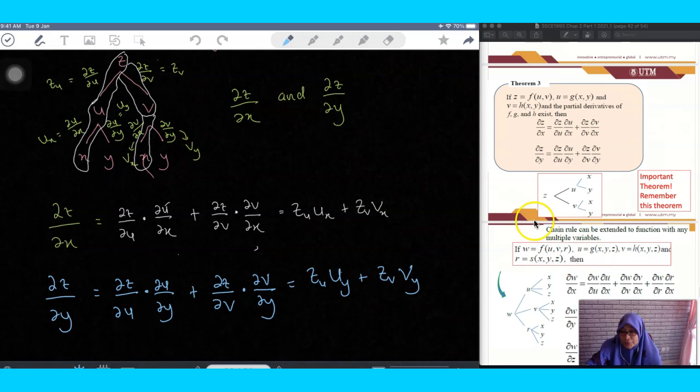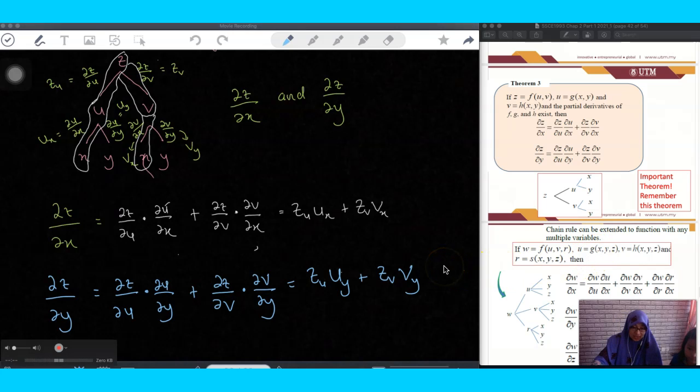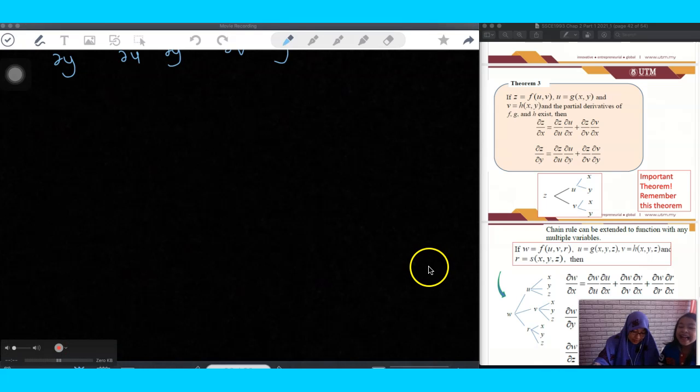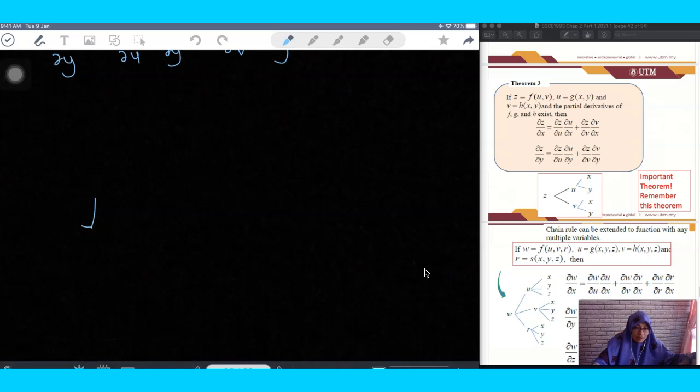Now look at a more complicated case, where you have a three-variable function, so each of the variables has three parameters. Now we want to see what the chain rule looks like. But to start with, you have to develop the chain. Then from the chain, you can get the rule.